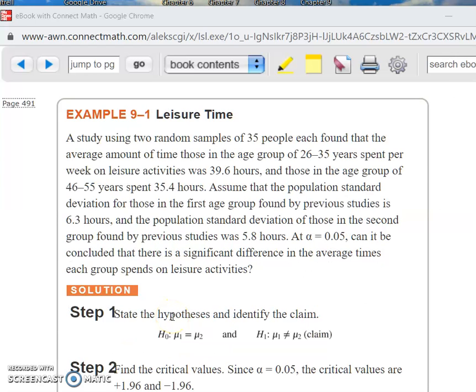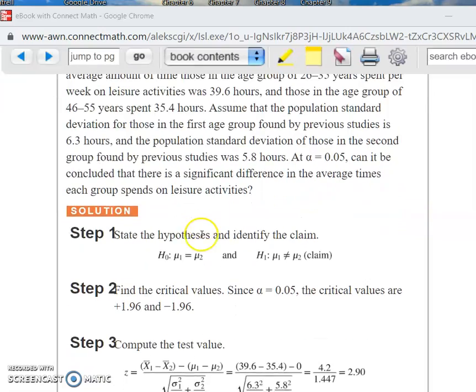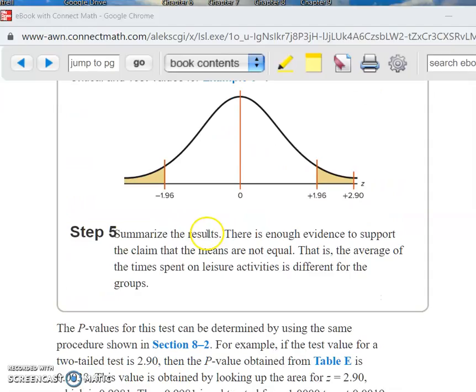Okay, so here's example 9-1. And as I've said so many times, these are just metaphors for more important, interesting questions. The exact same tactics, the exact same technique would be used for all kinds of things that are perhaps more important and more interesting. In any event, we've got a study that used 2 random samples of 35 persons each. Okay, so we have 2 samples, N1 and N2.